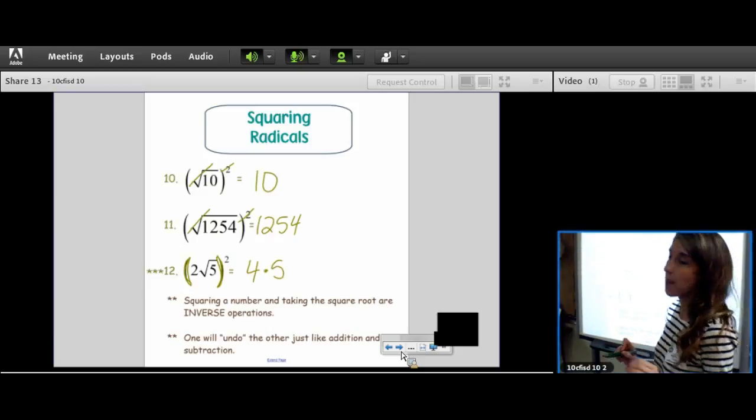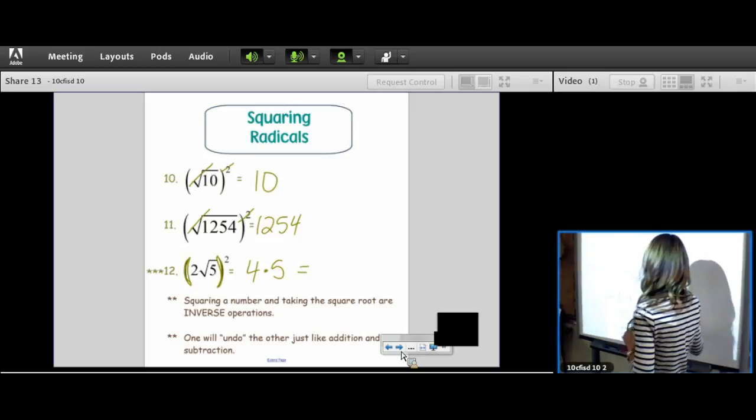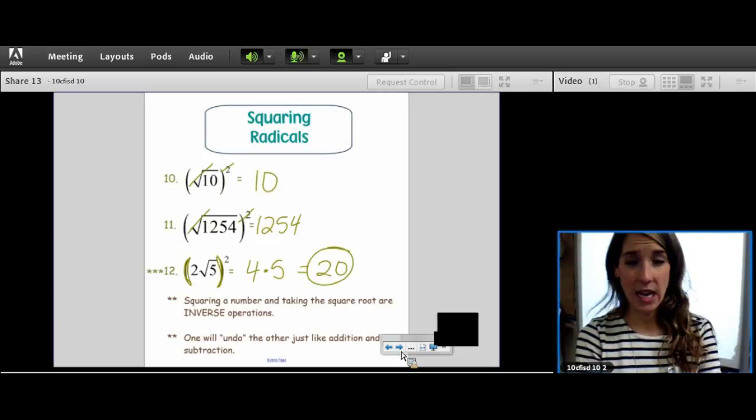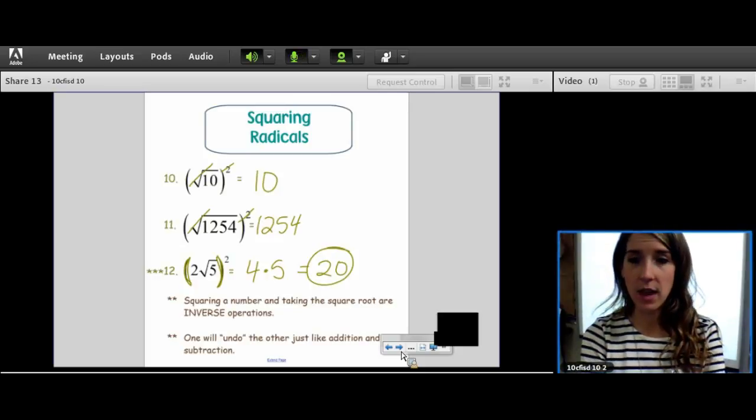So the answer to that problem, and you're putting a star by it because a lot of students miss it on the quiz, the answer is 20. And a lot of people put 10, so be careful.